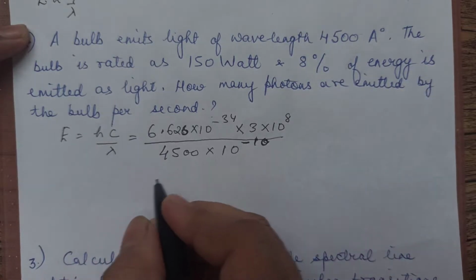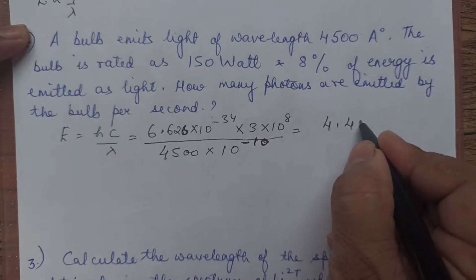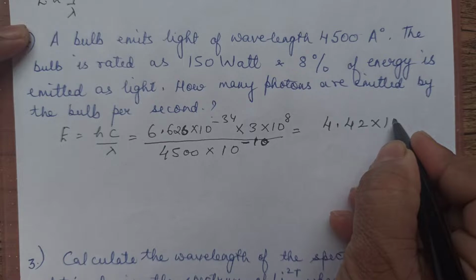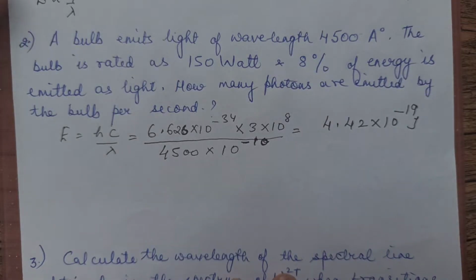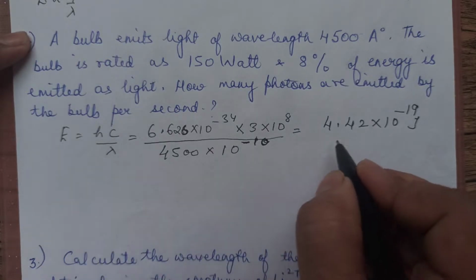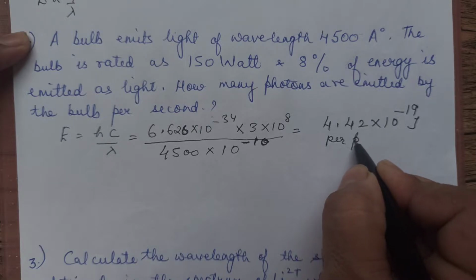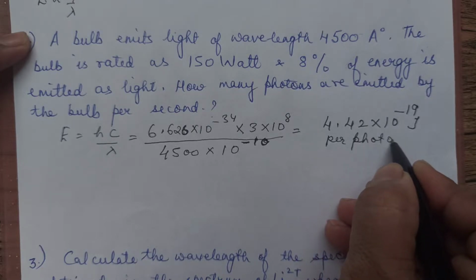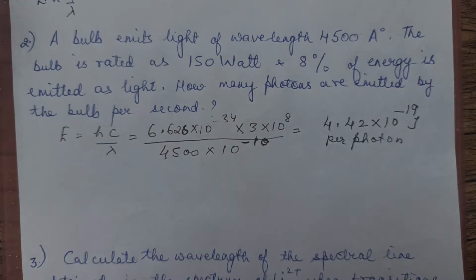Okay, now we will solve it. We are going to get here 4.42 into 10 to the power minus 19 joules. This is what I am getting as energy. This energy is per photon. This is the energy per photon. It emits the wavelength of this much. So this is the per photon energy we calculated.